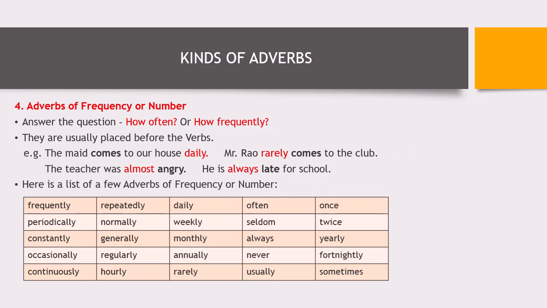Kinds of adverbs. 4. Adverbs of frequency or number. Answer the question, how often or how frequently? They are usually placed before the verbs. For example, the maid comes to our house daily. How often? Daily. Mr. Rao rarely comes to the club. How often? Rarely. The teacher was almost angry. How often? Almost. He is always late for school. How often? Always. A few common adverbs of frequency or number are given in the table.